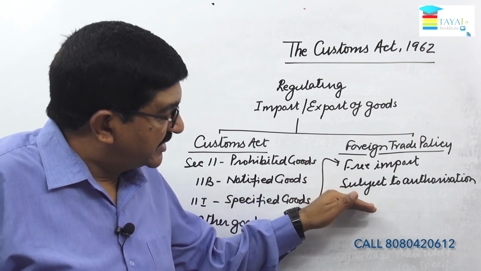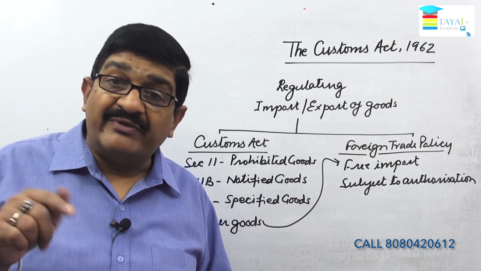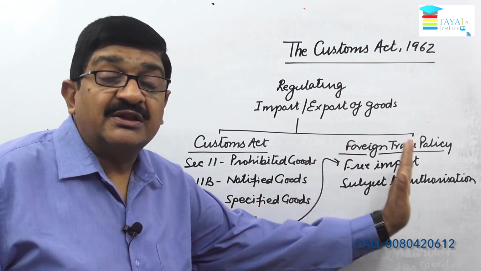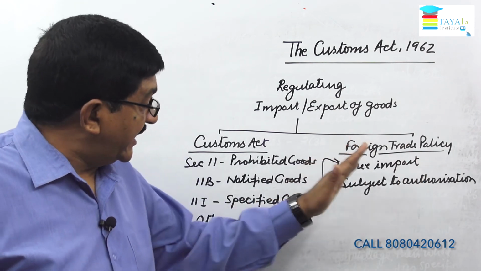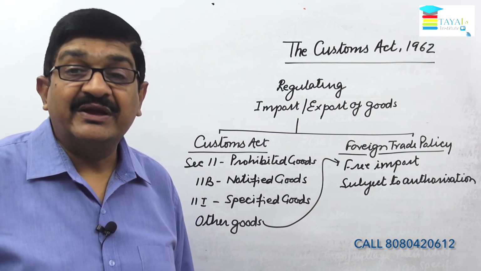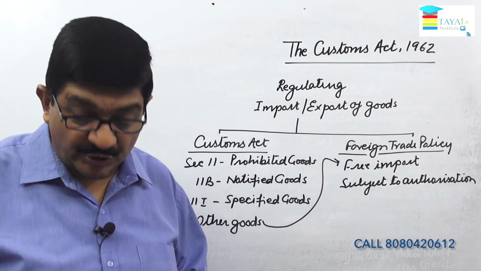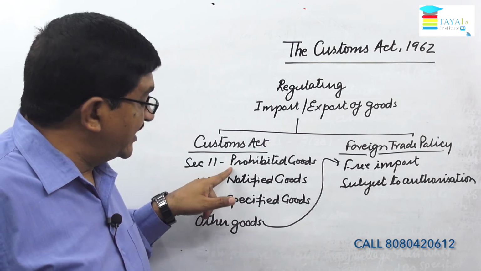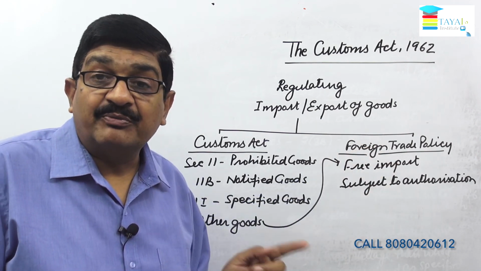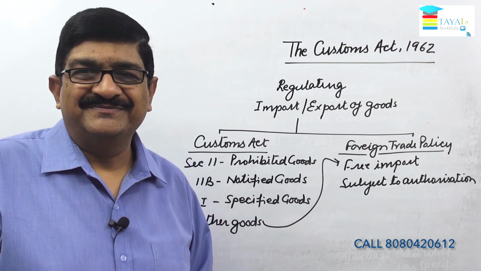So, under the foreign trade policy, the DGFT also has a right to prohibit import or export of any of the goods. So, prohibited goods under the foreign trade policy are there. And prohibited goods under Section 11 are also there. Both of the provisions are more or less identical, but the authorities are different. Under Section 11, the central government is going to prohibit; under the foreign trade policy, the power of prohibiting the import or export of the goods is going to be exercised by the DGFT.